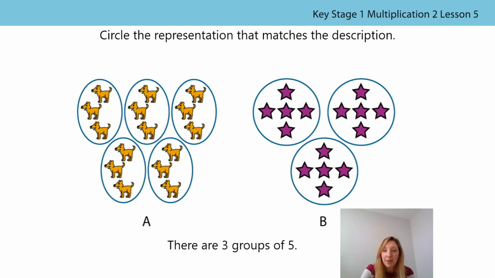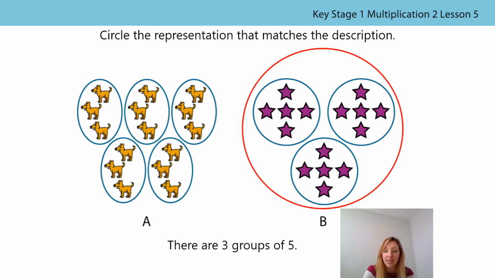So we can work this one out together by thinking about the number of equal groups and the numbers inside each group. So the sentence says there are 3 groups of 5. Which set shows 3 groups of 5? Which one has 3 groups of 5? Pause the video and think. What did you decide? Excellent. Set B shows that there are 3 groups of 5, doesn't it? We've got 5 stars in each group and there are 3 groups.